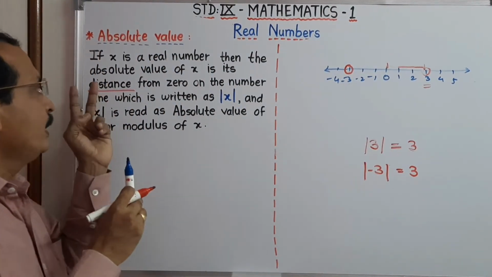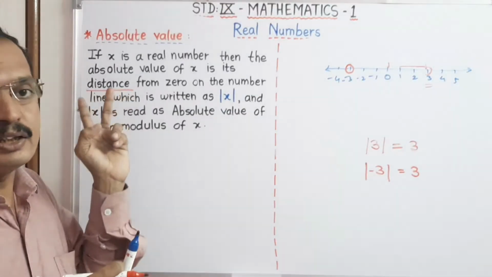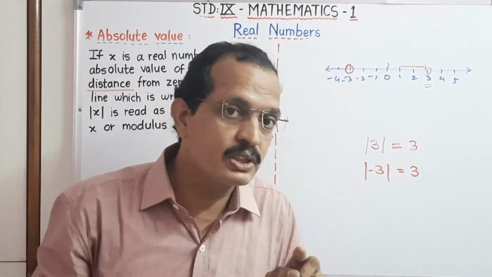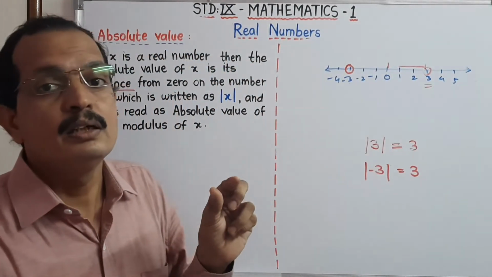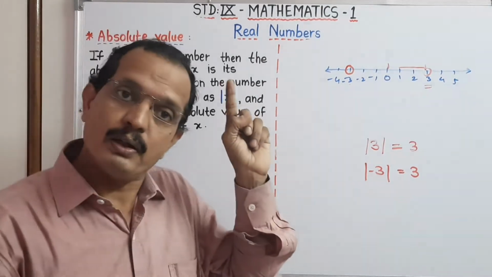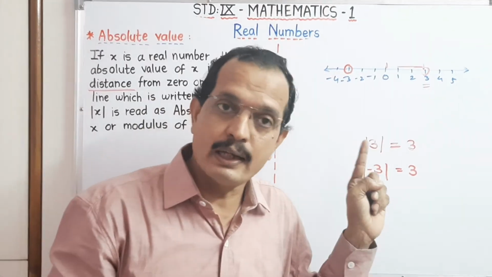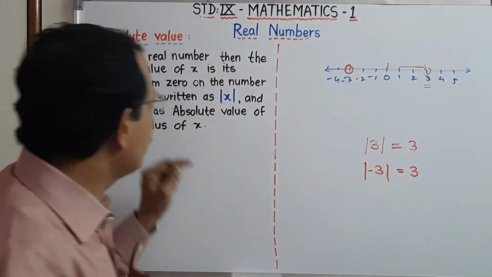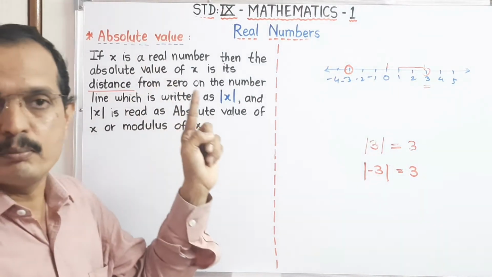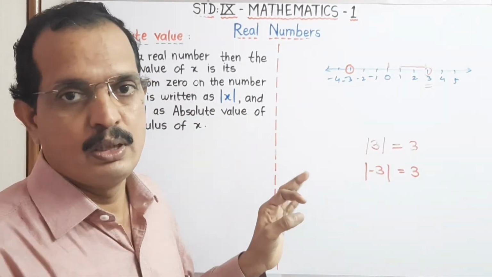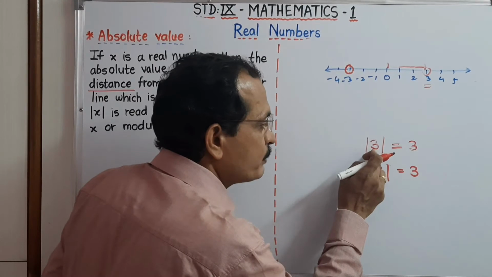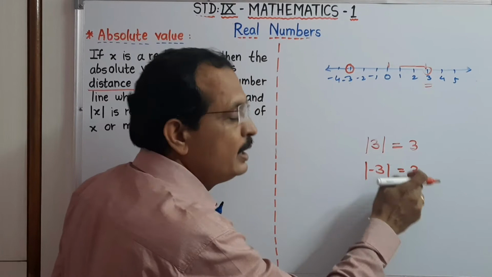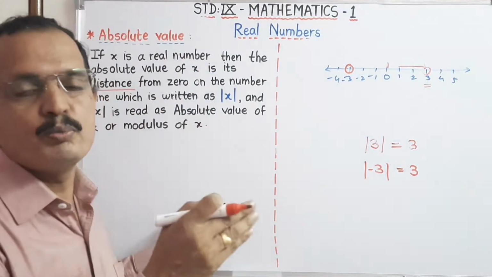Here, I told you that it is a distance. And dear student, in Maths 2, we learn how to find out the distance. And distance is a positive real number. That definition you have learned in that Mathematics 2. That means it is a positive real number. That means always remember, absolute value of any number is always a positive number. Therefore, if I have to find out the absolute value of this 3, it is 3. Absolute value of minus 3, it is 3. Because it is a distance from 0.